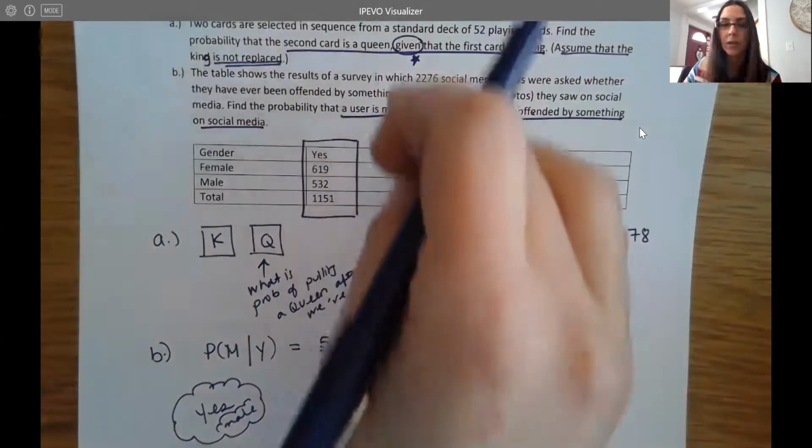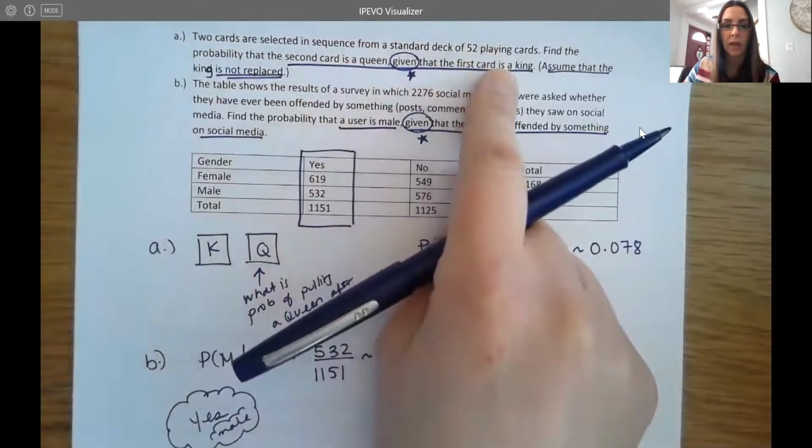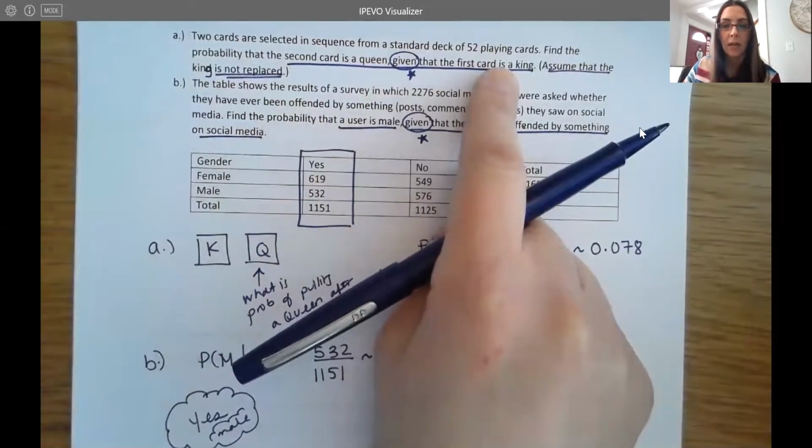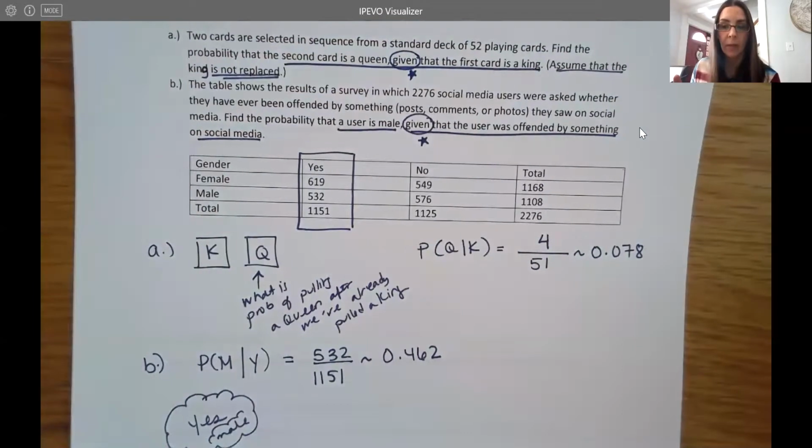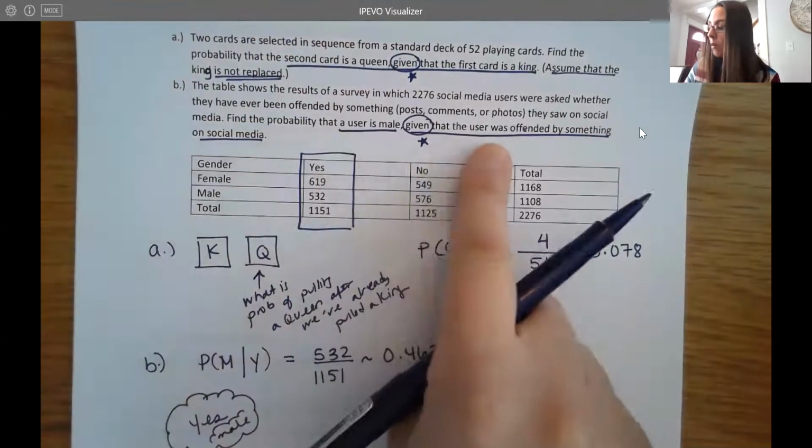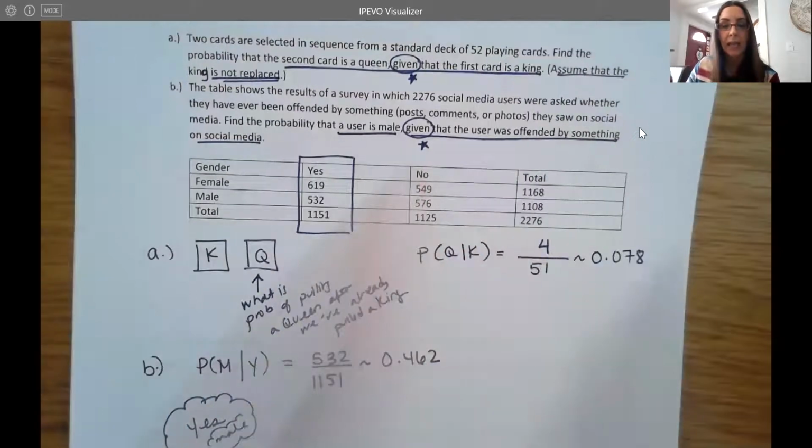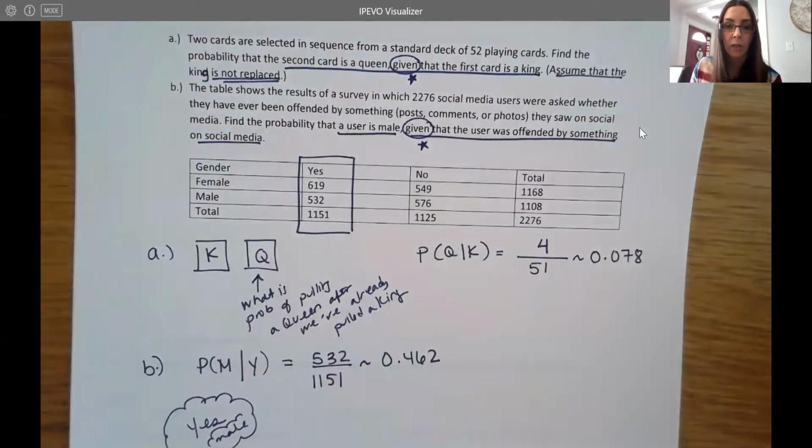So here there are orders given, right? Here we've pulled a card first, that's a king. So that's already done. And now we're thinking about the probability for the queen. Here, we're only looking at users who said yes to being offended, and now we're choosing the male participants after that. Okay, so we do have an order here.